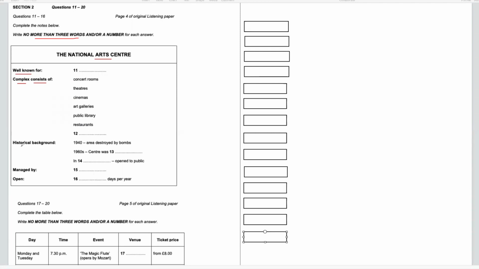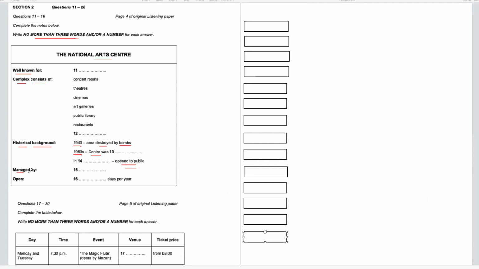All right, then we're going to look at the historical background. I'll underline this. Years and dates are excellent keywords, so 1940, 1960s. I see here with bombs, so I see destroyed and a bomb. Center will be good to note. I see that it's capitalized, so it might be a specific name. Then I want to know when it was open to the public. The fact that we have two dates here will lead us to believe that number 14 should be some sort of date. Then we have managed.